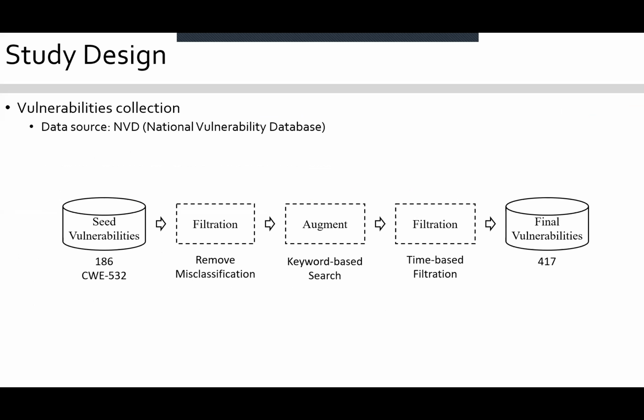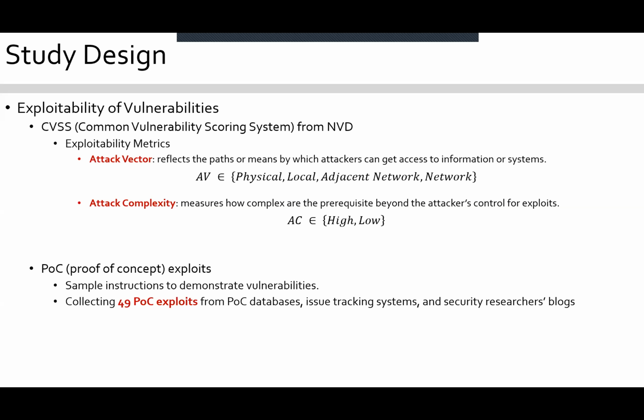To answer the first research question, we first collect the Common Vulnerability Scoring System data from NVD. More specifically, we use two metrics to assess the exploitability. They are attack vector and attack complexity. Besides, we also collect the proof of concept exploits. The POC exploits usually are sample instructions to demonstrate vulnerabilities. As a result, we collect 49 POC exploits.